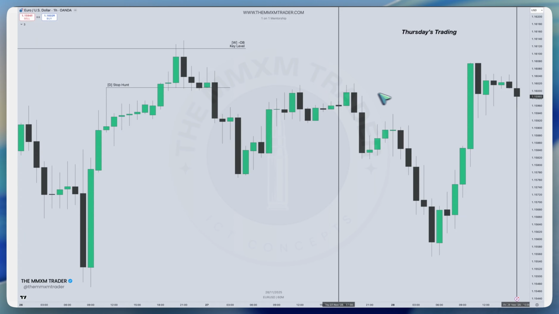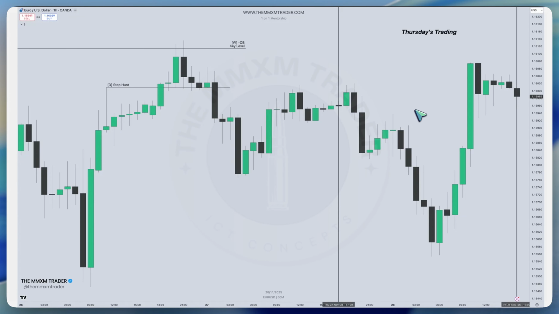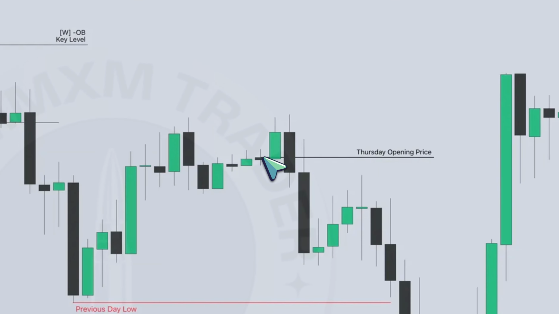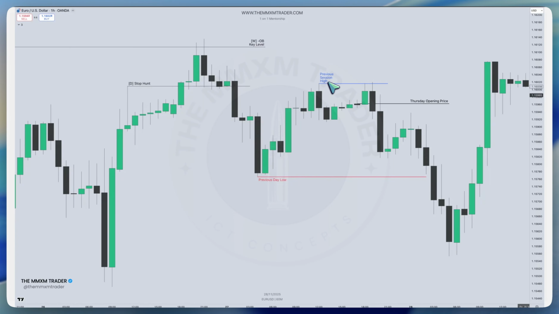So before this day even opens, when you have this scenario here, you already know you're going into the next day with one thing in mind, okay? We're looking for an AMD into a previous session's high, okay? So Thursday's trading here. Opening price on Thursday, okay? We want to see the market rally above that, and we're just targeting the previous day's low, okay? So previous session high here. This is the previous New York session high.